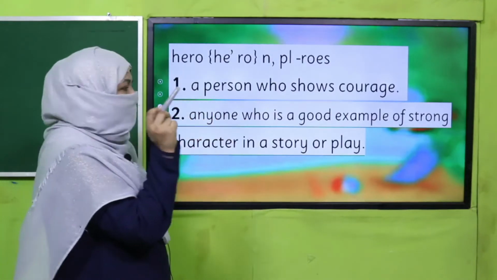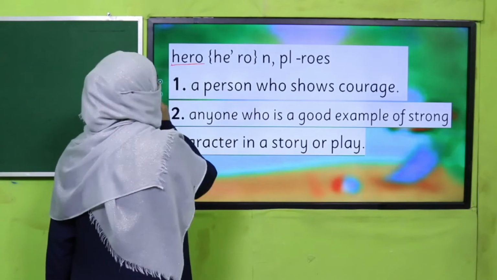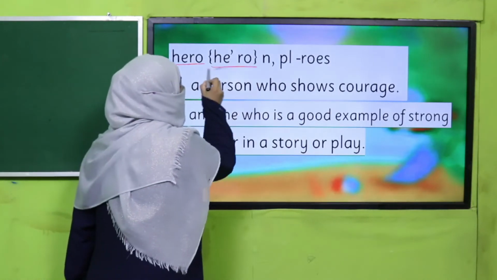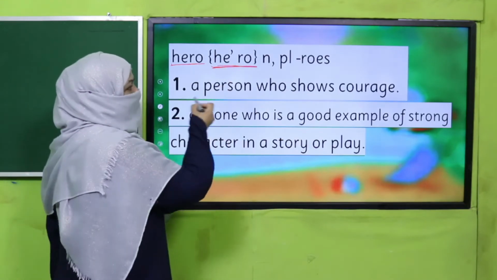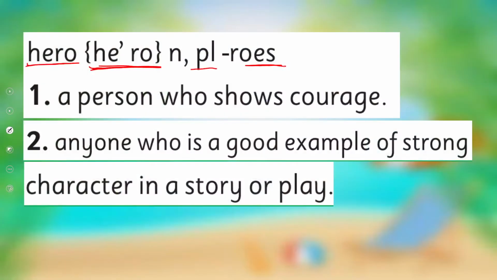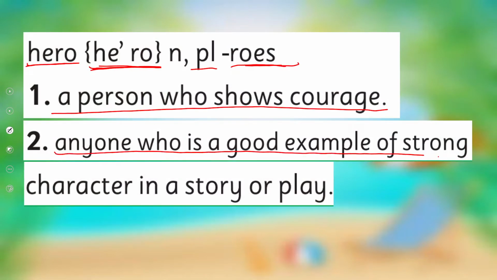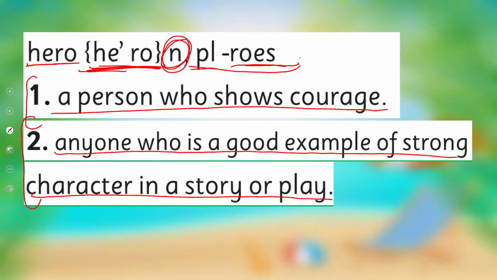Now the example given in your book is, for example, you want to find this word hero. There is pronunciation as well. How will you pronounce this word? How will you say it? You see, hero. And its plural is by adding es, heroes. Its meaning is a person who shows courage, anyone who is a good example of strong character in a story or play. So these are the definitions. This is the pronunciation. This N is showing it's a noun and it is showing its plural, right? This is what we can find out about a word in a dictionary, right?